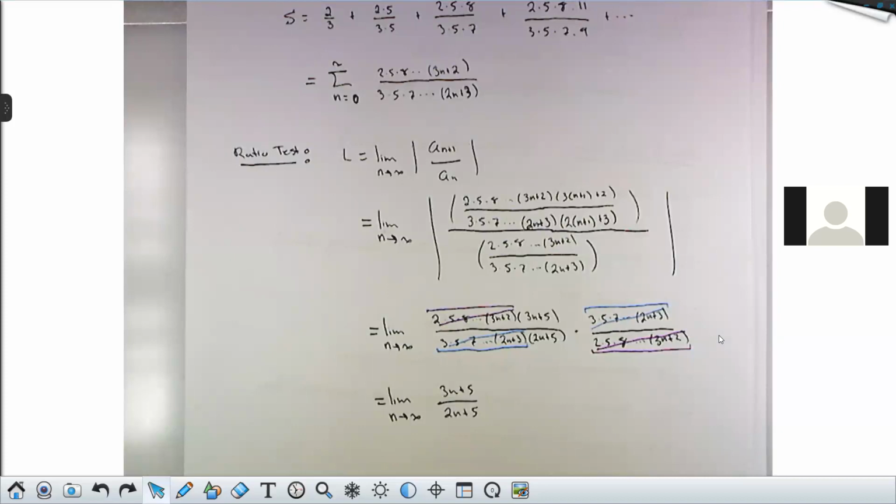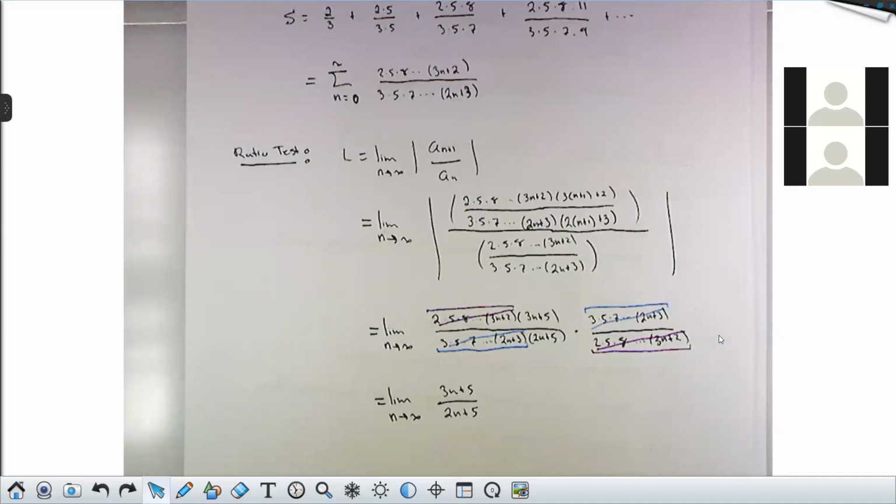Questions about the limit setup here for the ratio test? I have a question. Yeah, Lydia. I'm very confused about why, if that whole product is 3n plus 2 and starting at 0 going to infinity, why is that not considered a factorial? Why can't that be rewritten as (3n plus 2) factorial?